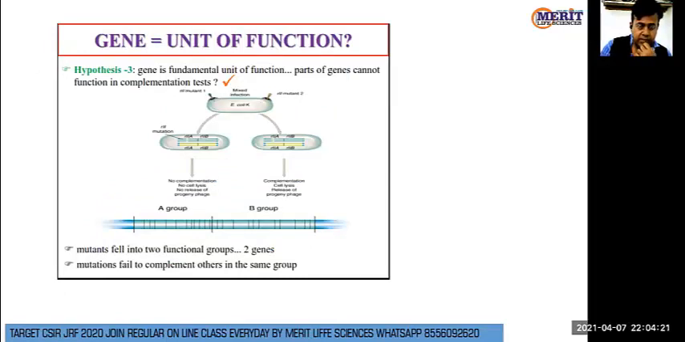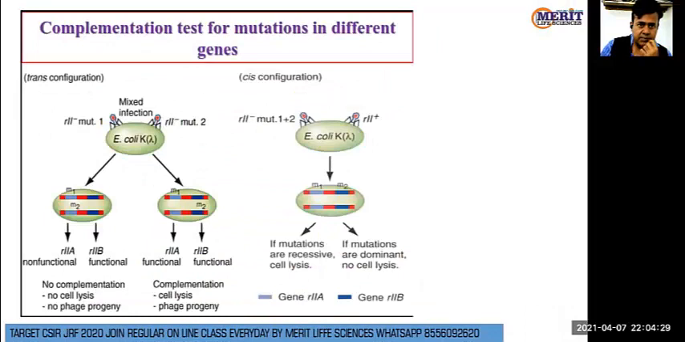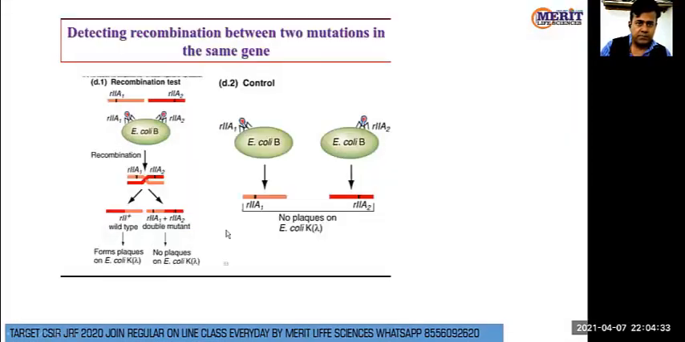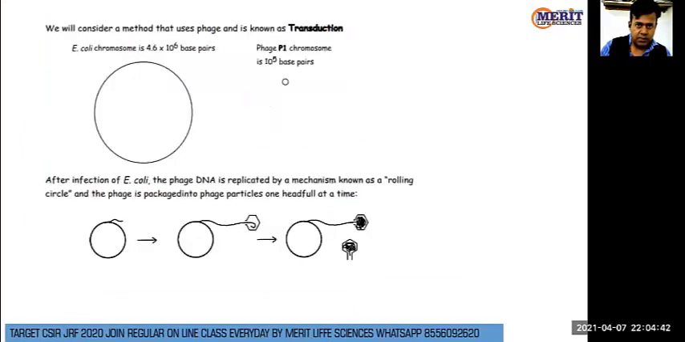So this was a very important experiment, and you should understand it. I have explained the complementation test, deletion mapping, and the formula. Based on that, a new concept of the gene was given, that is the cistron method. We can also discuss the transduction frequency and how to calculate it.